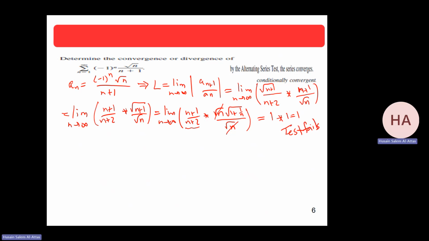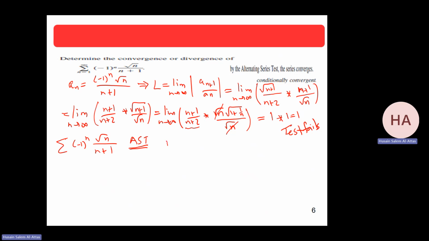So the test fails. Can I conclude anything? No, you cannot conclude anything. So I need to think about another test, something else. I think about alternating series. Now we'll go back to this, using the alternating series test.